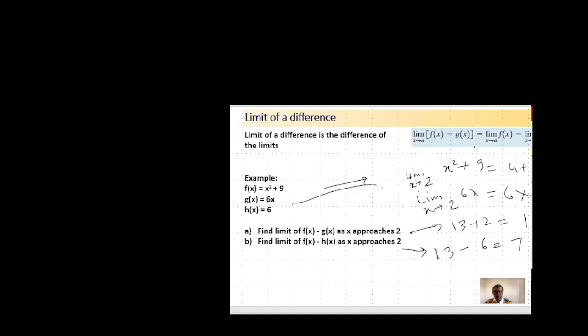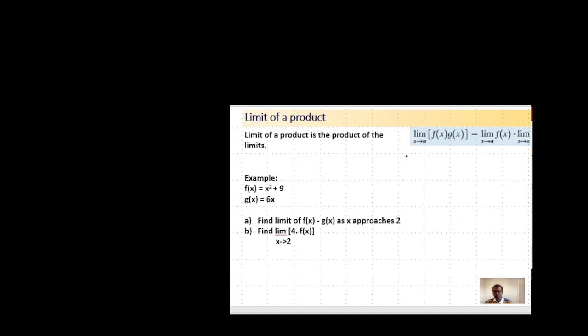Let's look at the third law, which is the law of the limit of a product. On similar lines to subtraction and addition, if we need to find the limit of a product of two functions, we can find the limit of each independent function and then take the product of those.